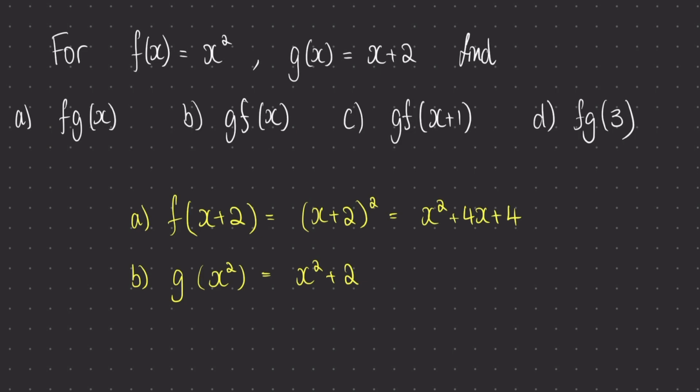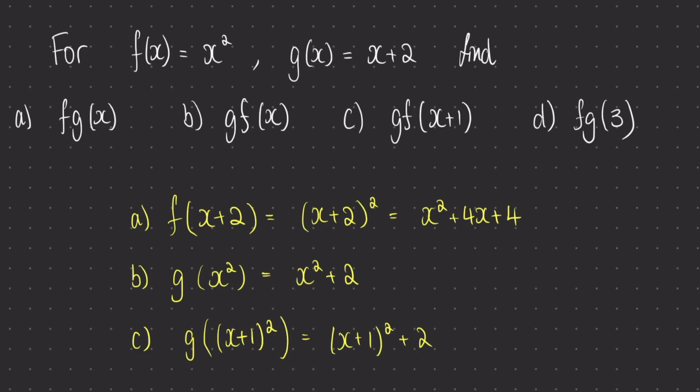For part C, I'm still doing g of f, except this time, the initial input is x plus 1. Let's take a look at f first. Wherever I had x, I now replace with the bracket x plus 1. So that will be x plus 1 squared. Then I apply g to that. So I'm replacing x with x plus 1 squared. That'll be this expression here. I'm going to leave it like that for now.